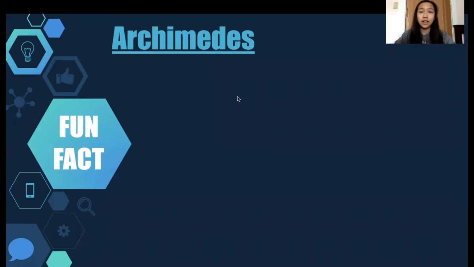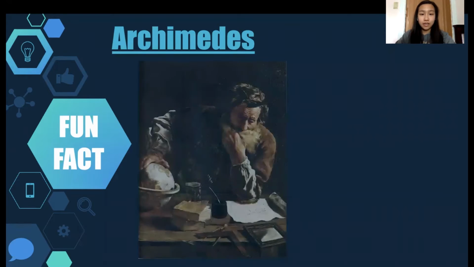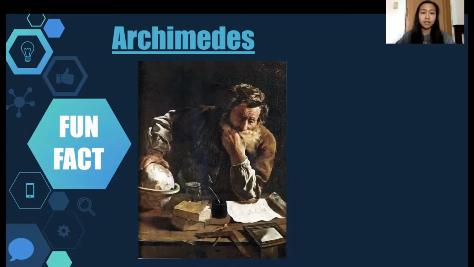As we start to talk about density, we might also want to talk about the person who discovered density. So Archimedes was a Greek mathematician who discovered density in 230 BC. And here we have Archimedes. The king of Syracuse had a crown but wanted to make sure it was of pure gold. Therefore, he gave Archimedes the task of figuring it out.